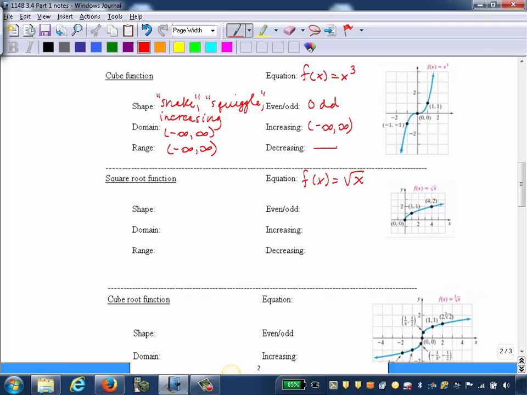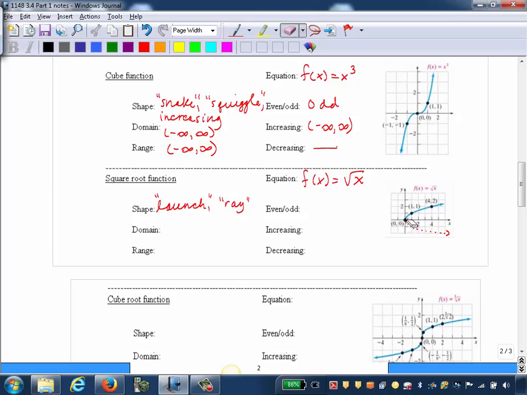So our shape here, again, some of my students have called this a launch or a ray. Ray meaning it has one end point and an arrow on the end. And where the shape comes from, it's the top half of a sideways parabola, if you drew a parabola sideways. Okay, so our domain, we can see we start at an x value of 0 and we go to infinity. So we go from 0 to infinity.